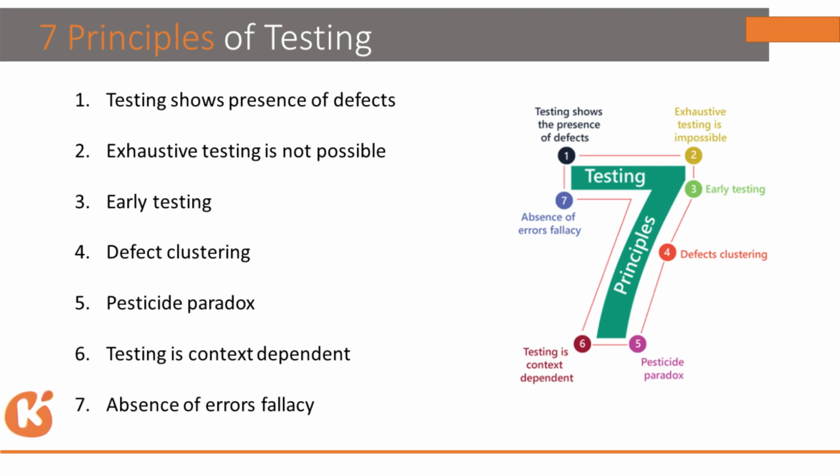Principles of testing. We have 7 principles of testing. These are: testing shows presence of defects, exhaustive testing is not possible, early testing, defect clustering, pesticide paradox, testing is context dependent, and then absence of errors fallacy. In this session, we will not go in depth into each of these principles. We will be covering all of these principles in the next sessions. For the time being, just learn these principles first.